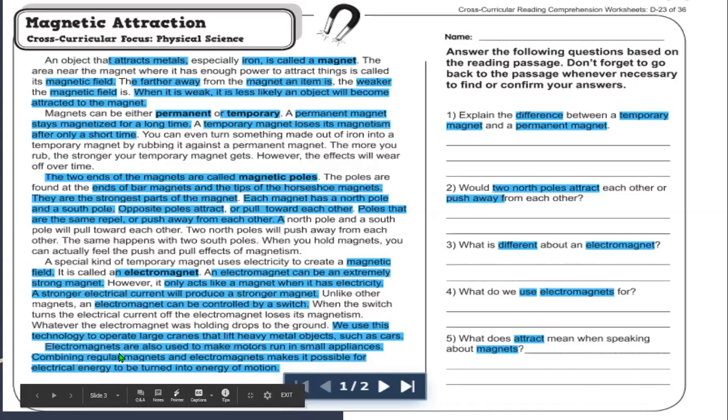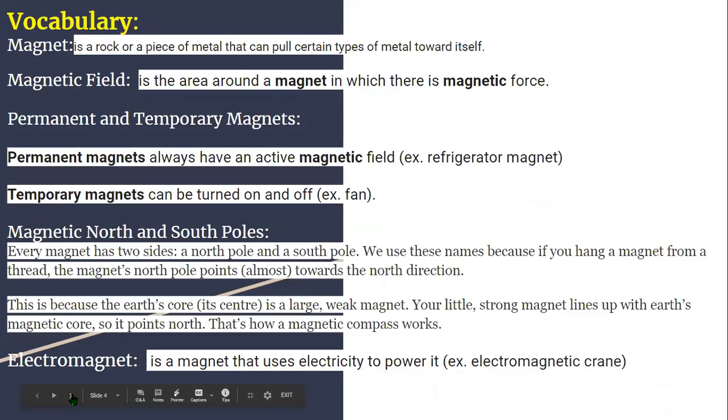All right. Okay, so we'll get back to those questions in just a minute. Let's go to the next slide I have here. So here's just some of the vocabulary words.